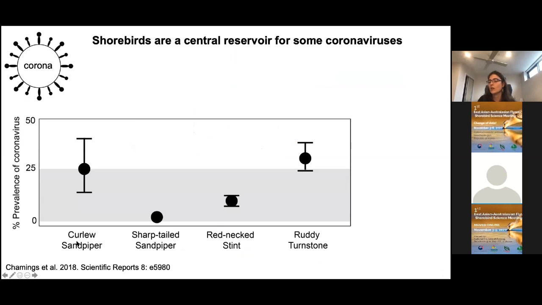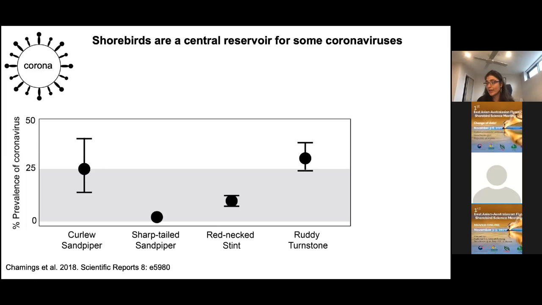So in this figure, we have our 4 species that we looked at: curlew sandpiper, sharp-tailed sandpiper, red-necked stint, and ruddy turnstone. And here on this axis is the prevalence. So of all the samples we collected from that species, what proportion were positive for a coronavirus of any kind? And then the bars are the 95% confidence intervals.